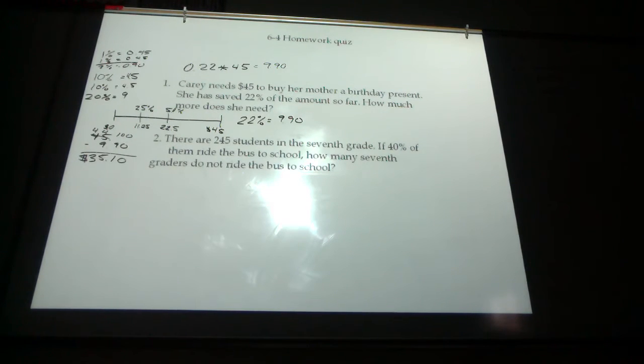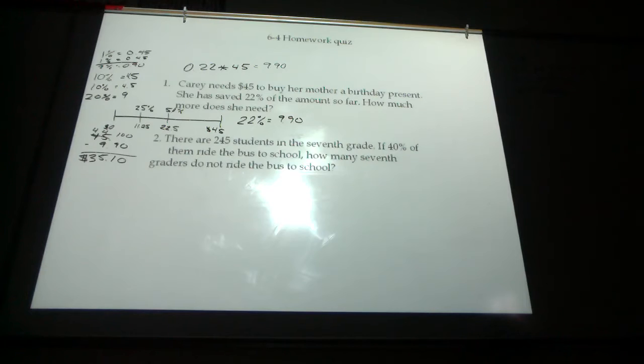Problem number 2. We're going to do this one a little bit quicker this time. There are 245 students in 7th grade. If 40% of them ride the bus to school, how many 7th graders do not ride the bus to school? What's the percent of kids that do not ride the bus to school? Instead of doing our subtracting at the end this time, we could do the subtracting at the front. 60% do not ride the bus. So now we can just find what is 60%.